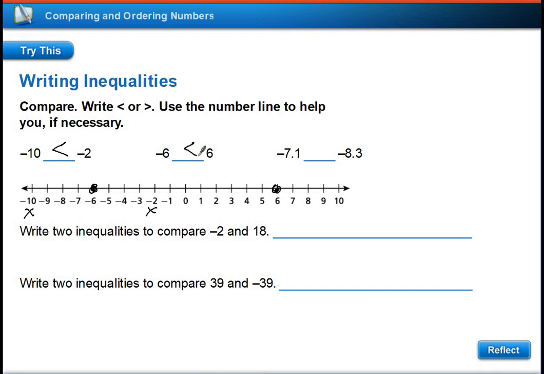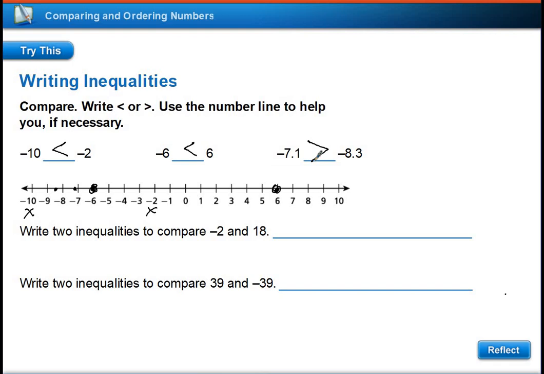On the next one, we have -7 and 1/10, which is going to be right about here. And then we have -8 and 3/10, so we're right about there. Well, -8 and 3/10 is further to the left. It's further away from 0. So -7 and 1/10 is actually going to be greater than -8 and 3/10.